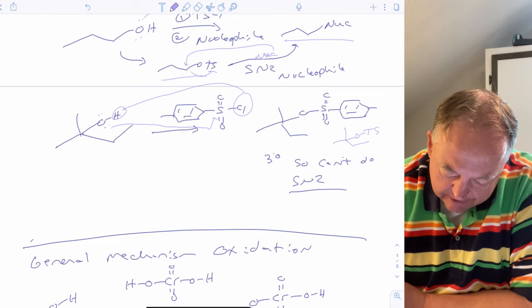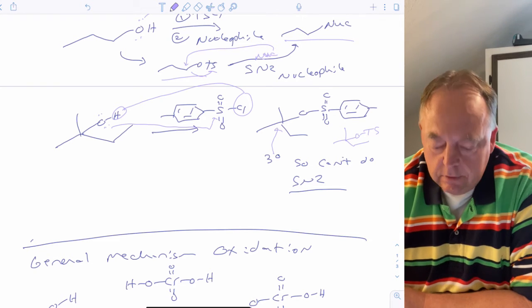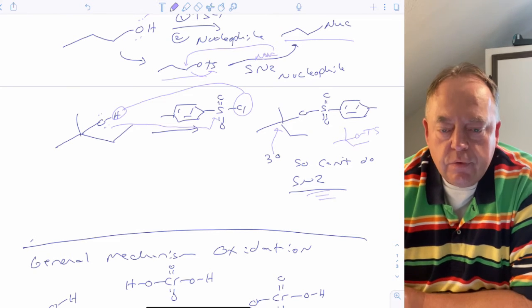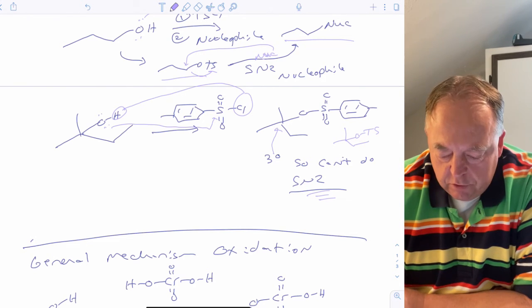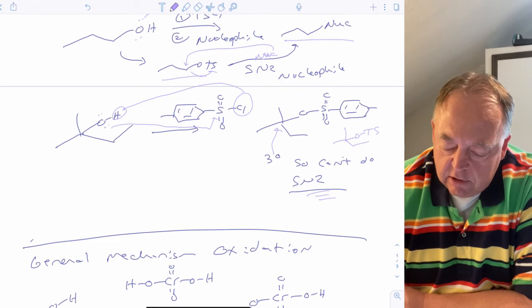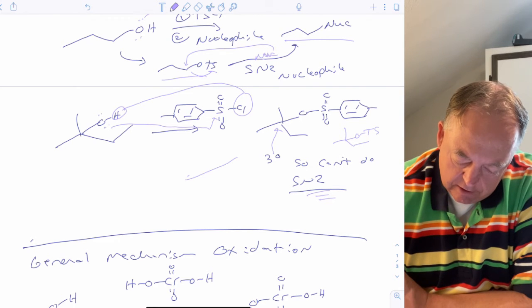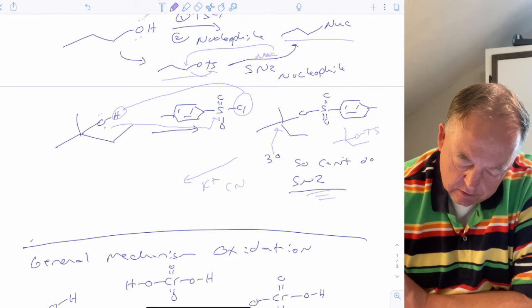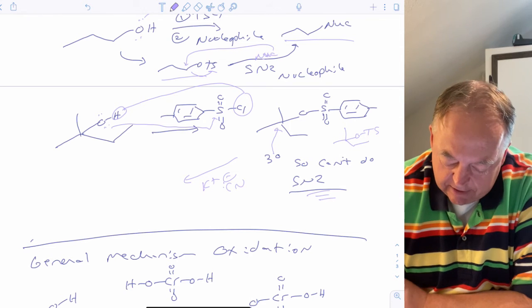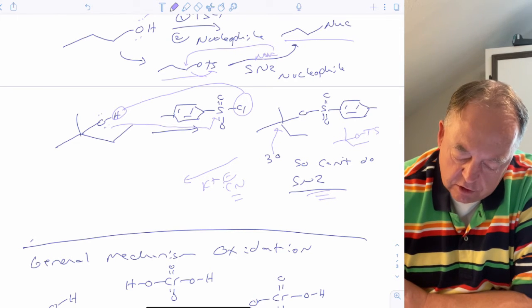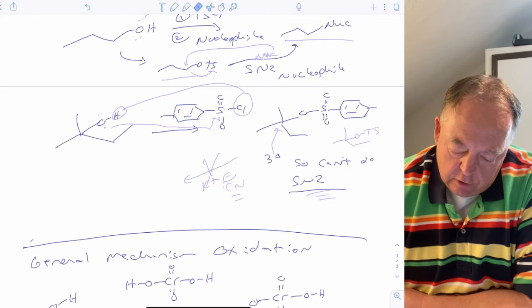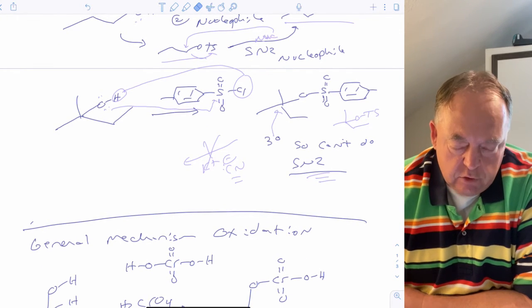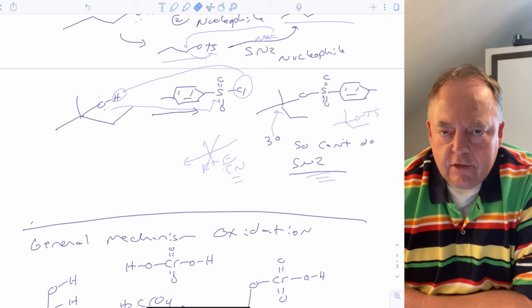And so the point here is that this is a tertiary center, which means you cannot do SN2 reactions. So if you made this tosylate, you would be forced to do an SN1 reaction to displace the tosyl group. You couldn't do something like KCN, because this is a strong nucleophile, wants to do SN2, and so that's not going to work. So generally it's better to make the tosylates with methyl, primary or secondary carbons.